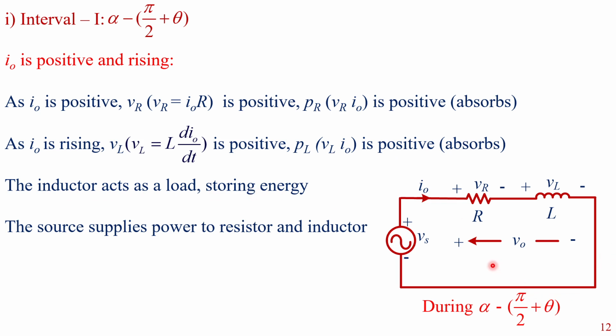This is the equivalent circuit during this interval. Here the current leaves from the positive terminal of the source. The current enters at the positive terminal of the resistor, and the current enters at the positive terminal of the inductor. So during this period, the source supplies power to the resistor and inductor.